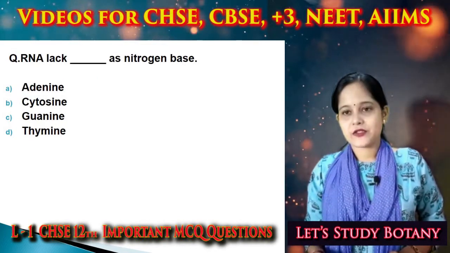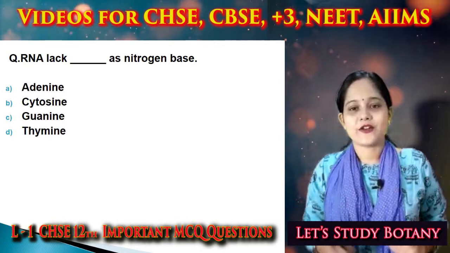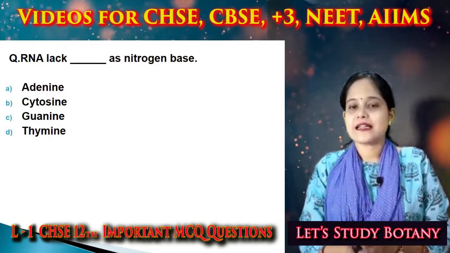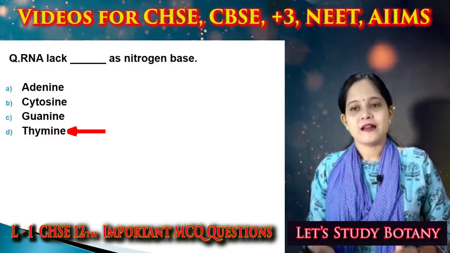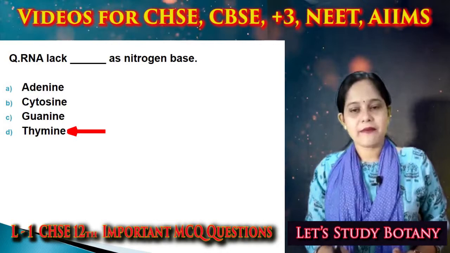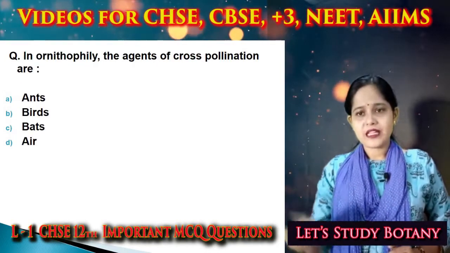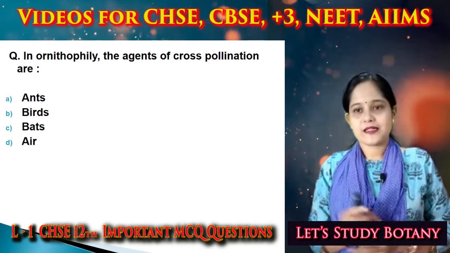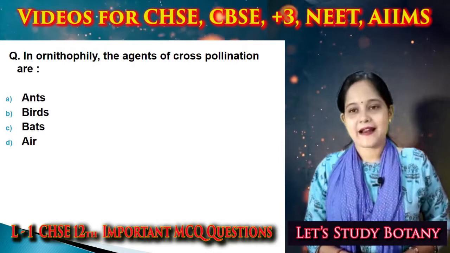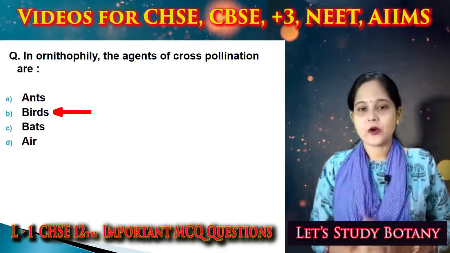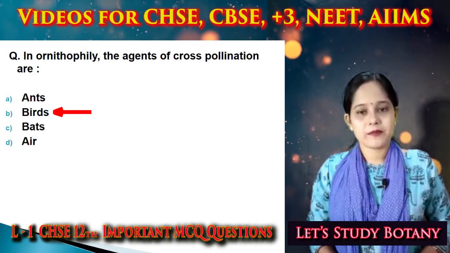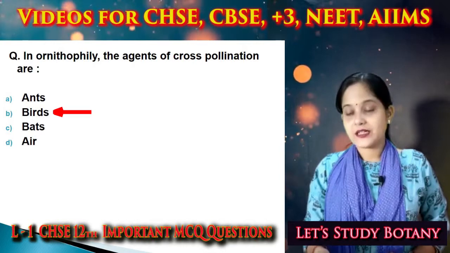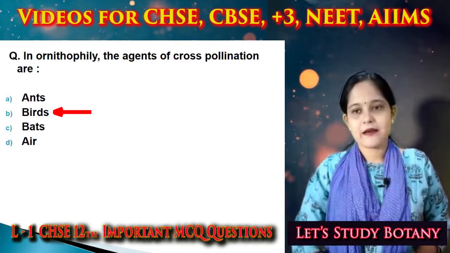Then the next one: RNA lacks dash as nitrogenous base. The options are adenine, cytosine, guanine, thymine. So the answer is thymine. In RNA there is no thymine. Instead of thymine, there is uracil. The next: in ornithophily, the agents of cross-pollination are. The options are ants, birds, bats, and air. The correct answer is birds. Ornithophily is pollination with the help of birds. Ornithology is the study about birds. So ornithophily is pollination by birds.